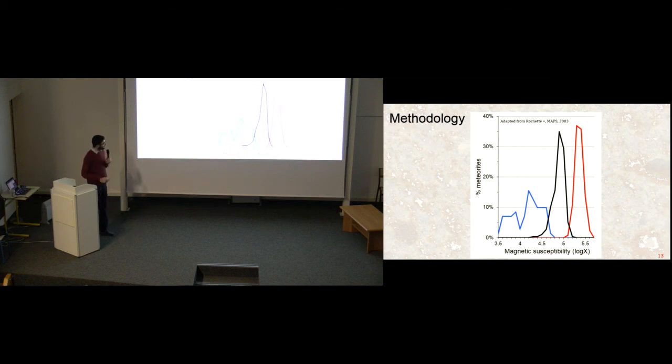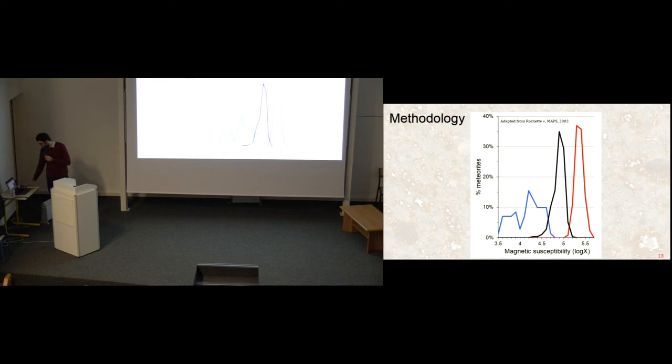This is a plot which is showing the magnetic classification of ordinary chondrites. Here we have the magnetic susceptibility, which is dependent on the amount of the magnetic minerals in the meteorite. This red curve is showing ordinary chondrites which have a higher amount of metal inside them, so more magnetic susceptibility, and the other ones as well. These are called H chondrites, L chondrites, and LL chondrites. So magnetic measurements were the other step to classify a meteorite.